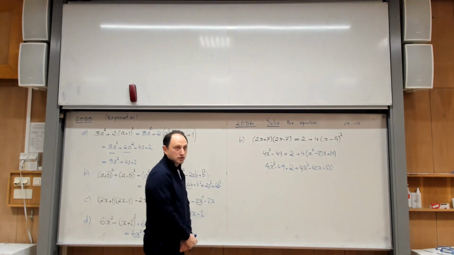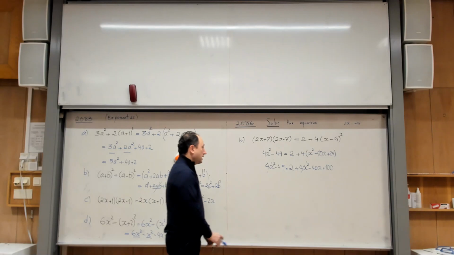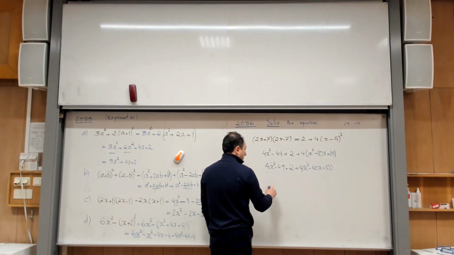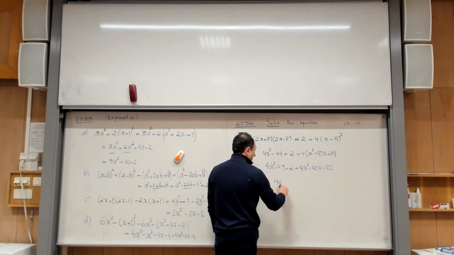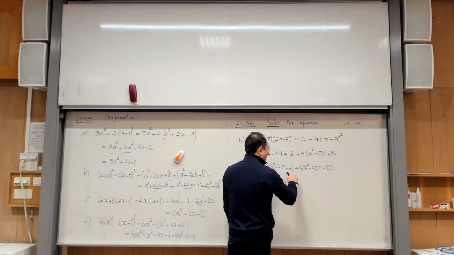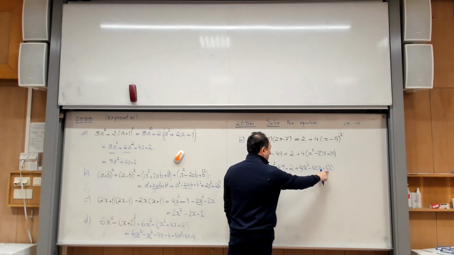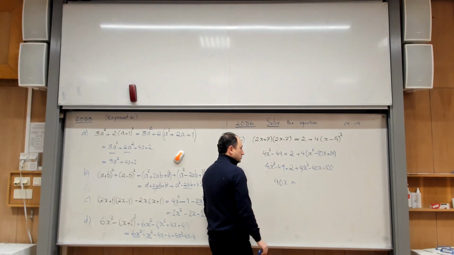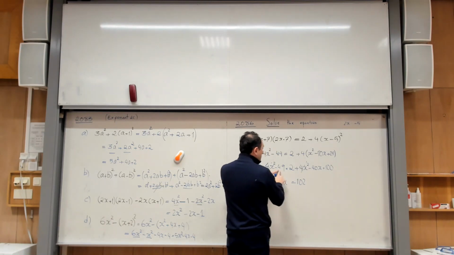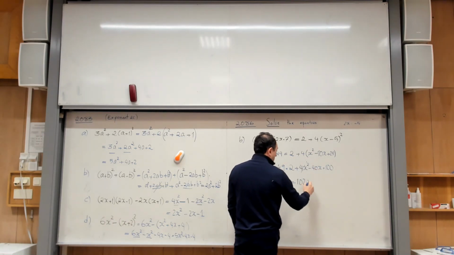This is crossed over. Yes? And then what I have to do, I have to move minus 40x from the right to the left. It becomes positive 40x. And then on the right hand side, I have 1, 2 here, and 100, it's 102. So let me just write it. Yes? And then I move minus 49 to the right, it becomes positive 49.